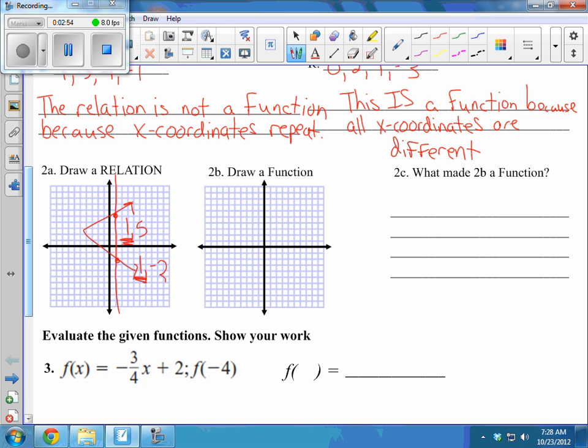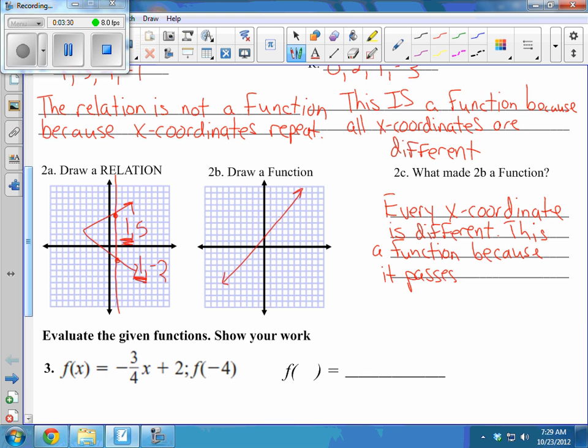So draw a function, I can just draw a line. This passes the vertical line test. Every x coordinate is different. So what makes it a function? Every x coordinate is different, or this is a function because it passes the vertical line test. And I'm going to abbreviate vertical line test. Remember VLT. Okay?